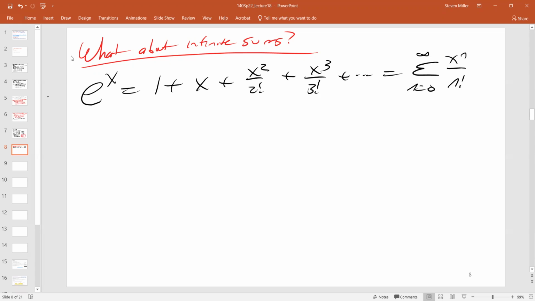So whenever you have an infinite sum, the first question you always want to ask is, does it converge? What's the next question you ask? What does it converge to?